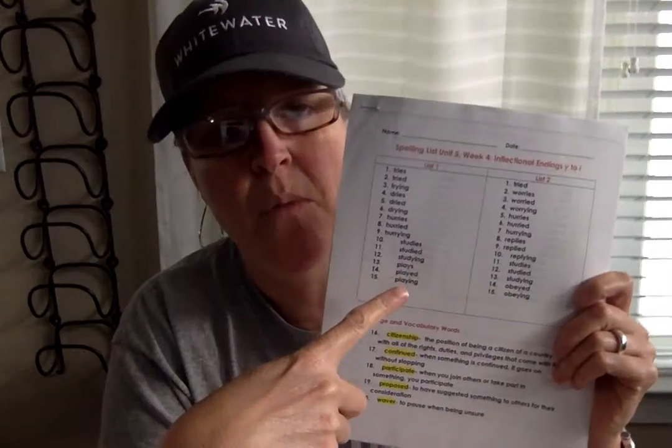Go ahead and take your pretest by having your parent call out list 1 words. If you get them all right or you only miss 1, you're going to go on to the list 2 words this week. If you miss more than 1, you stick with list 1 this week, okay?